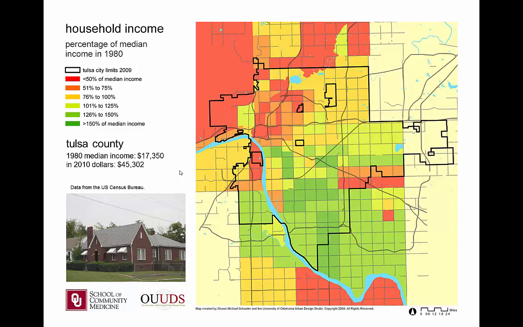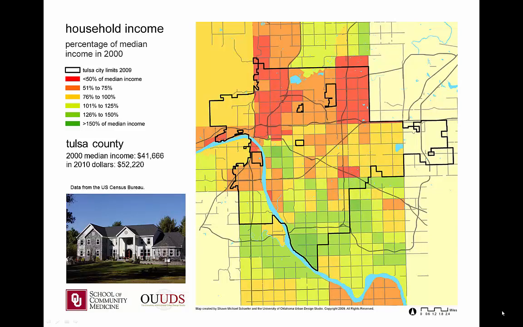Starting with another time series, we see household income as a percentage of the county's median income in 1980. The county's median income then was around $17,000 per household, or $45,000 in 2010 dollars. Census tracts in the Midtown trend and South Tulsa are considerably above median income, while downtown, Tulsa North, and the surrounding rural areas are much poorer, some even less than half the county median.